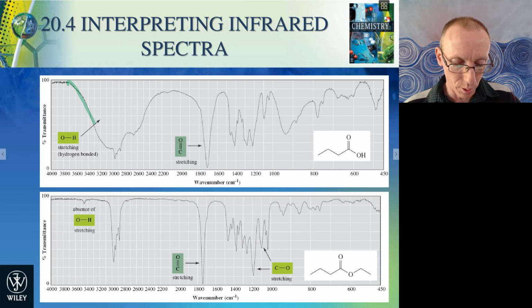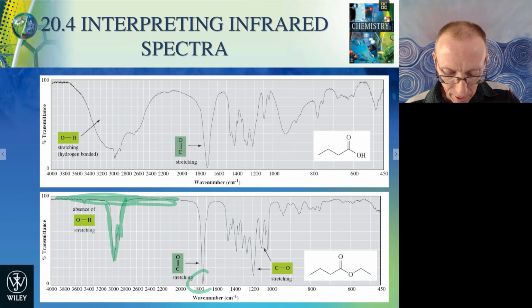If we compare that to the ester, it's just flat in that region where we would expect to see an OH stretch if it was a carboxylic acid. We just see the CH stretches over here around 3000. The CO double bond stretch is there, and it's very similar to what we see for the carboxylic acid. So there's our CO double bond there, and there's some CO stretching frequencies here.